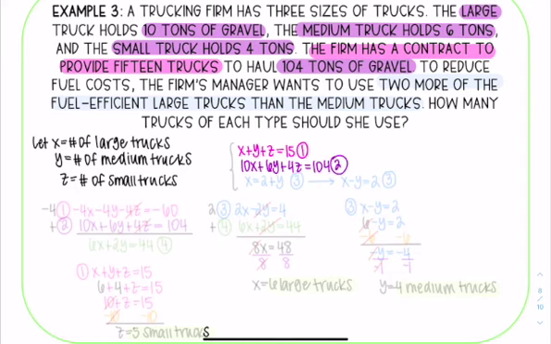And we have one more equation that we can write down. It says to reduce the fuel cost, the firm's manager wants to use 2 more of the fuel-efficient large trucks than the medium trucks. So how would we write that as an equation? 2 more of the fuel-efficient large trucks. So that means x is equal to 2 plus y. 2 more than the medium trucks is how much we're using for the large trucks. And that's equation number 3.